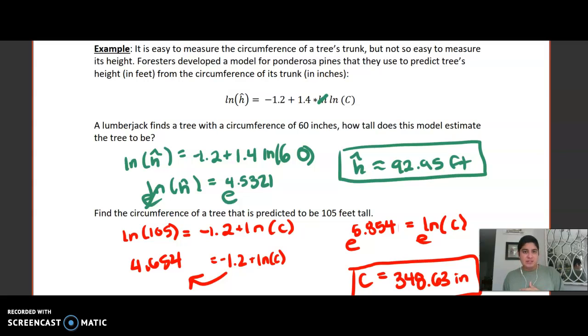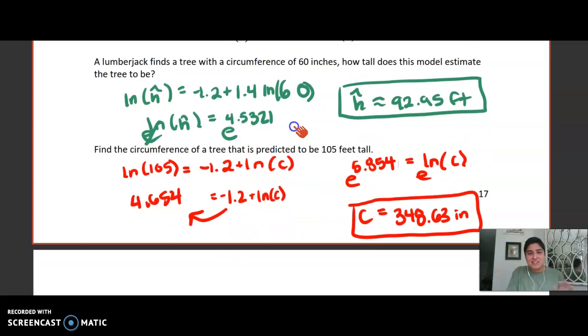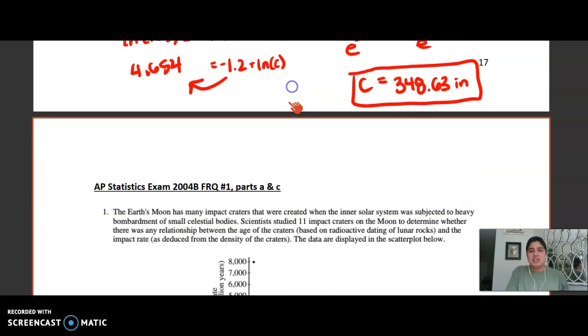348.63 inches. I'm going to have to check my work on this red one, because now that I'm reading it, I'm wondering if it's saying the natural log of h hat should be 105, or the natural log of h hat is 105, or it's natural log of 105. Because now that I'm thinking about it, 348 inches in feet, 29 foot circumference, it's totally possible. I am not well versed in trees, so we'll keep caution of that.